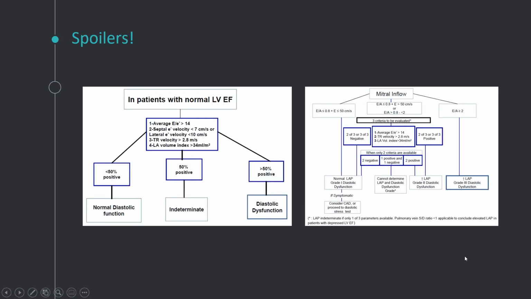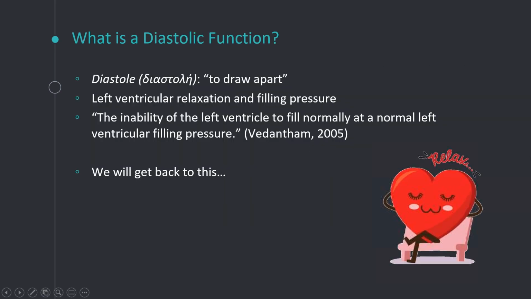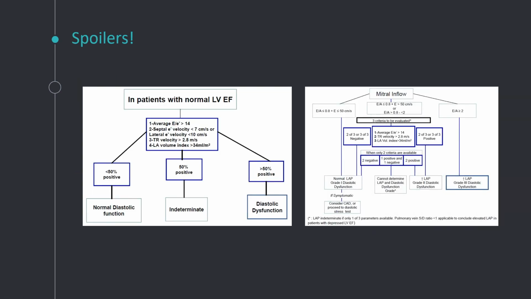So I'm just going to go ahead and say there's a spoiler, and there's a very neat diagram that you can look at in the 2016 guideline. And this is sort of what I looked at initially when I was starting to do some echo reading, going through this flow sheet. If someone has a normal EF or someone has depressed EF or has diastolic dysfunction, I would follow this diagram flow sheet, and it really lays out nicely how you can classify different diastolic dysfunction.